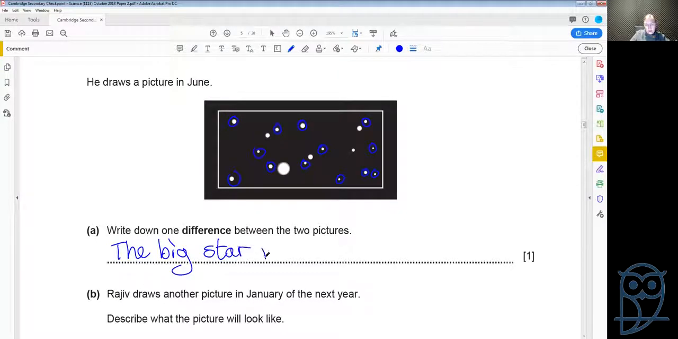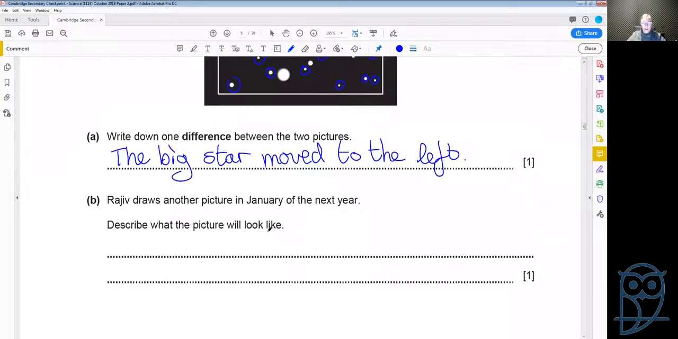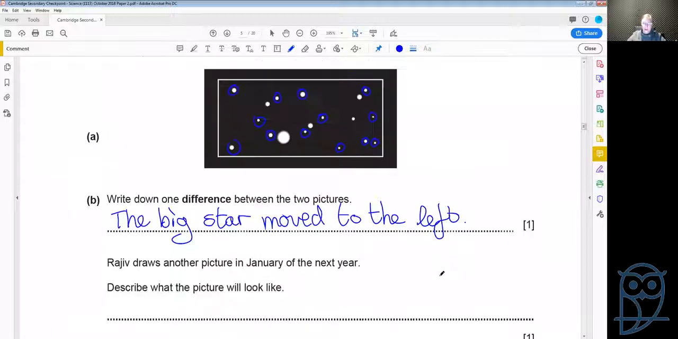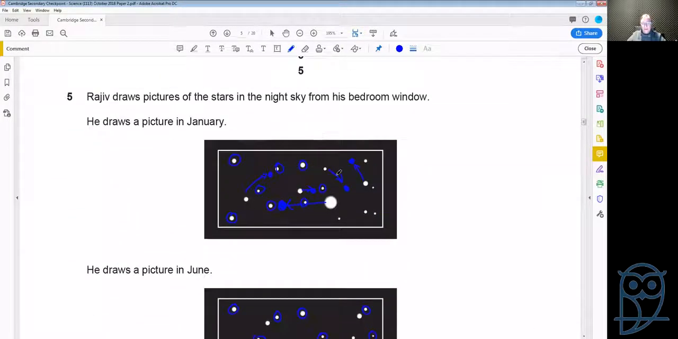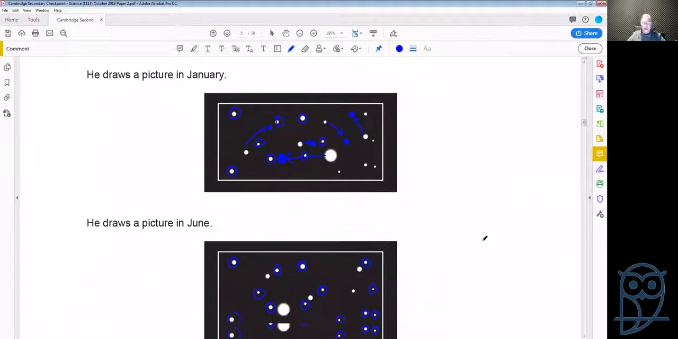Big star moved to the left. Okay. So now we need to describe what this picture will look like after another 6 months. So January, June, and then again in January.